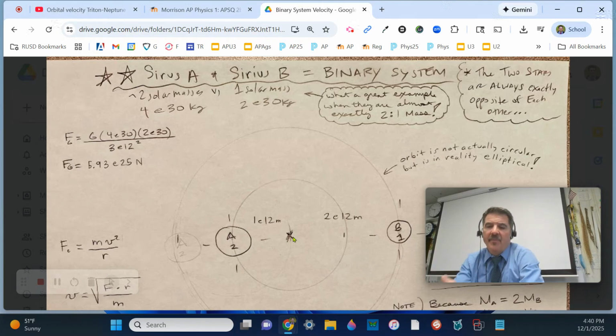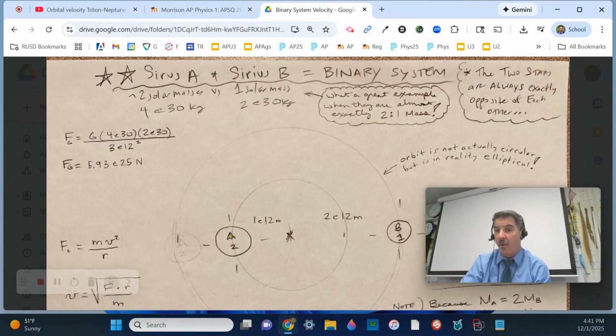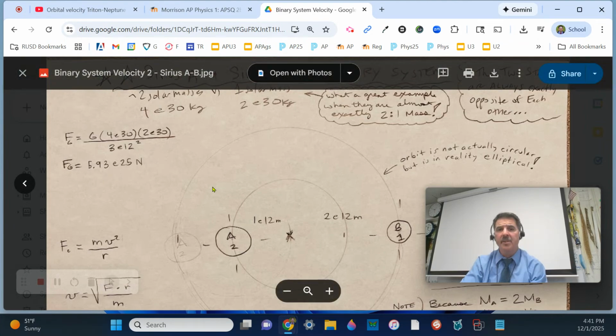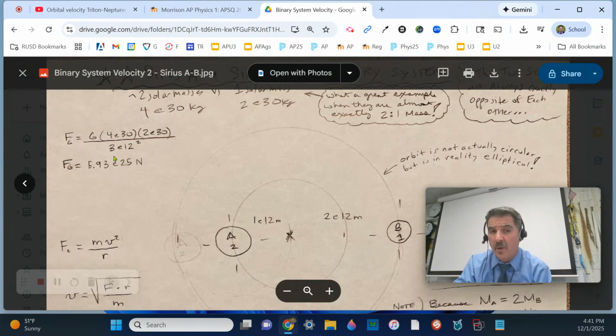And so the nice thing about this is these are real items, and we can really get real numbers out of this. So how much force is pulling them together? That's the first question asked. There is a force on them called gravity, and it's pulling at the full distance. So the force of gravity is going to be 6.67 times 10 to the negative 11th, which is G, times the mass of the first star, Sirius A, which is 4 times 10 to the 30th, times the mass of the second, which is 2 times 10 to the 30th, divided by the distance between them squared, which is 3 times 10 to the 12th, squared.